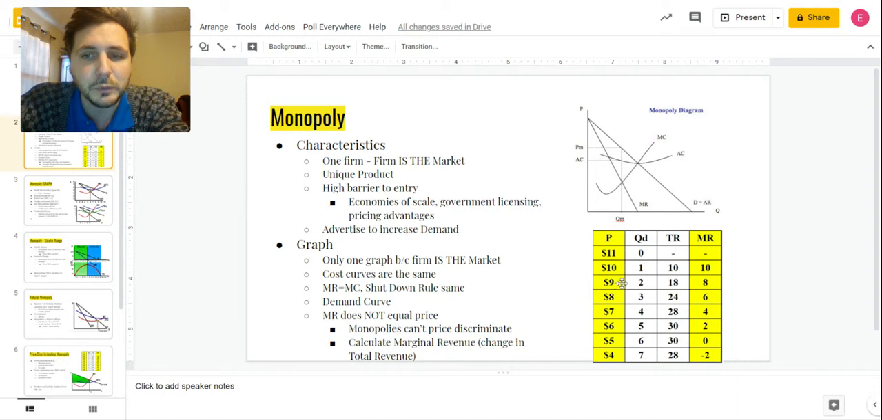Instead of 10 plus 9, which would be 19, it's going to be 18. And so my difference is 10 to 18. My marginal revenue is 8. So notice my demand curve here, the first column, went from 11 to 10 to 9.